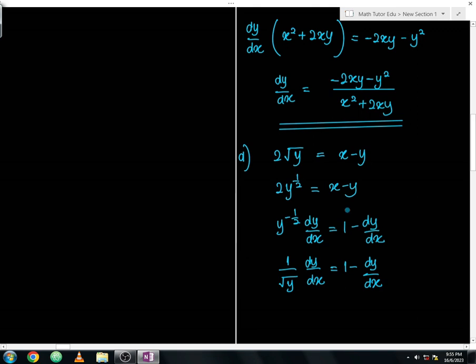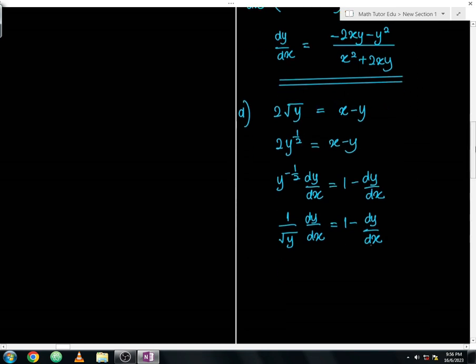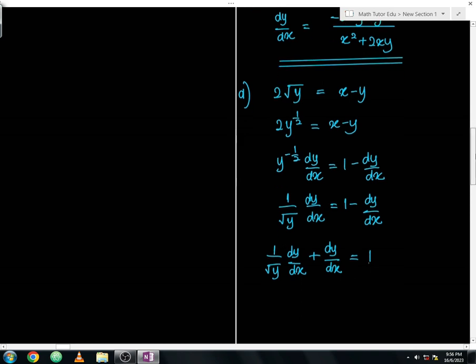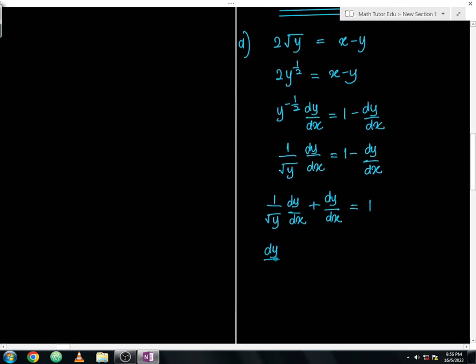Now things are okay, so we can group the dy over dx terms on one side and the variable on the other side. So from here, 1 over square root y dy over dx plus dy over dx equals 1. Now we're going to factor out the dy over dx. So dy over dx, you factorize them, you're only left with 1 over square root y plus 1, and then equals 1. We are very close to our final step, so I hope you understand the step-by-step working that I'm showing you till now. By the way, this is d.